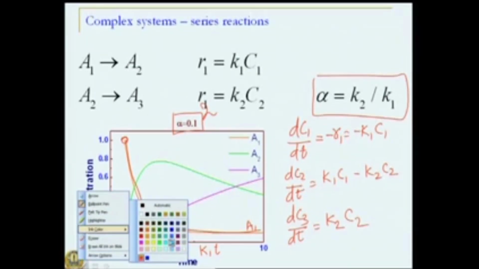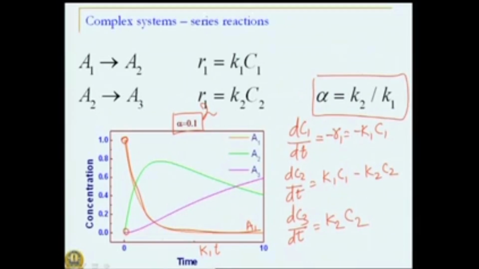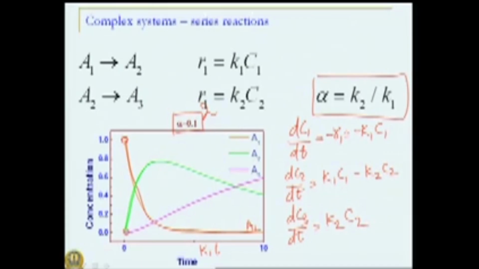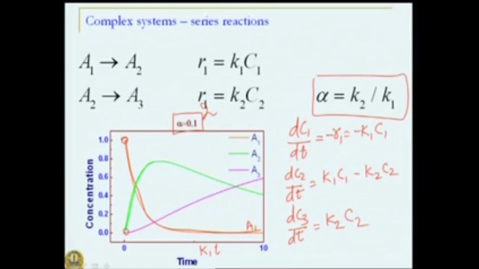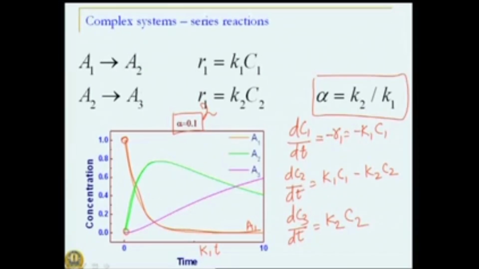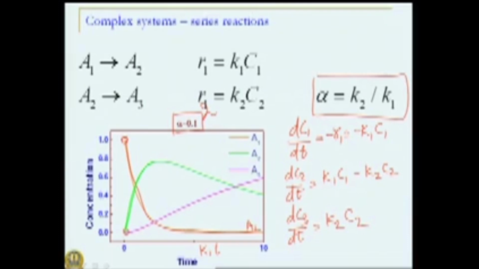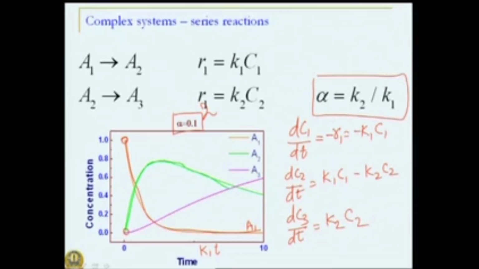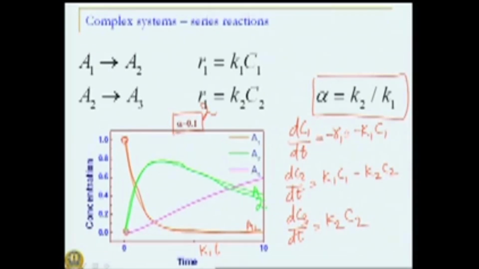What happens to A2? A1 goes to A2. So, initially A2 builds up, but A2 is also going to A3 for this series reaction. So, after some time the rate of generation of A2 falls short of the rate of consumption of A2, and therefore, there is a net consumption and A2 starts going down. So, this is what happens with A2.